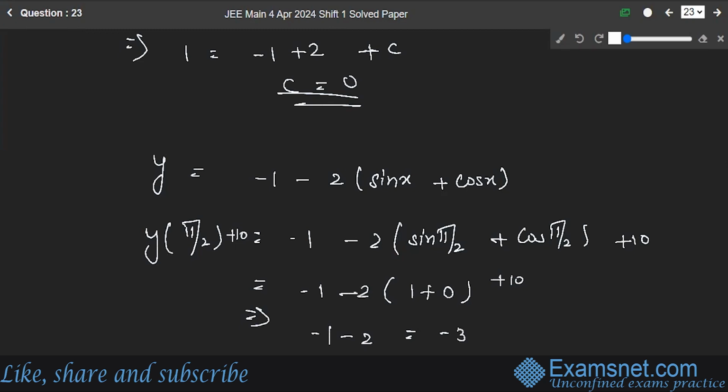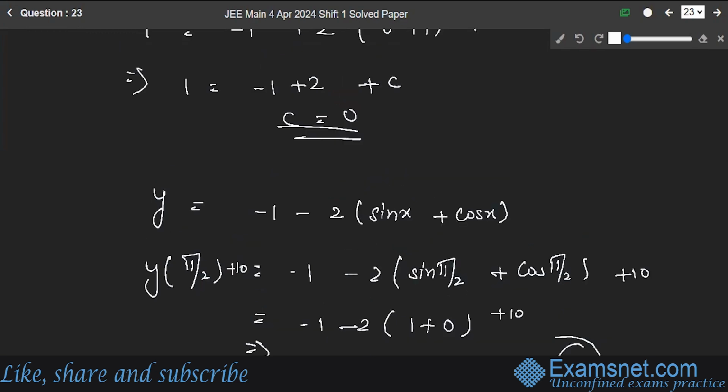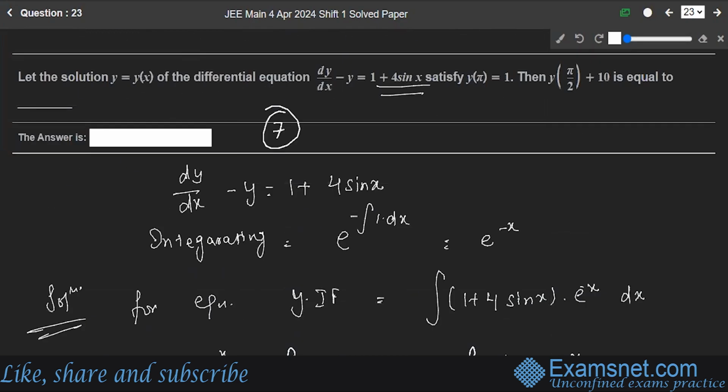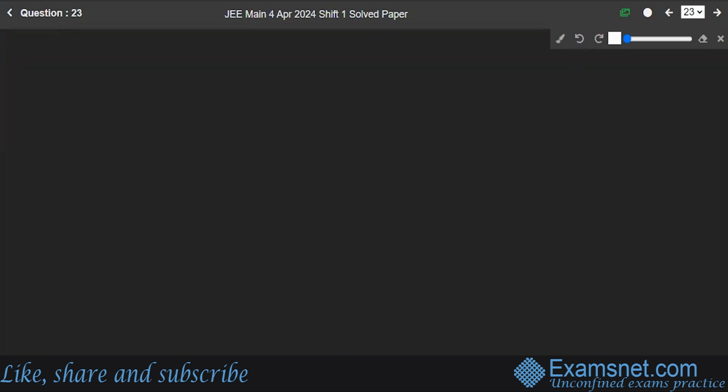So this is minus 3 plus 10. That gives you 7 as the answer. Hope you're clear with this. Now, before moving towards the next question, let's understand how we did the integration by parts thing over here.